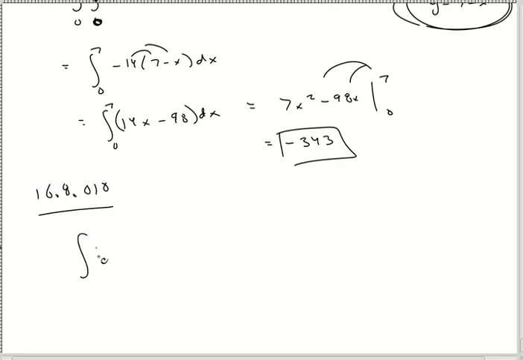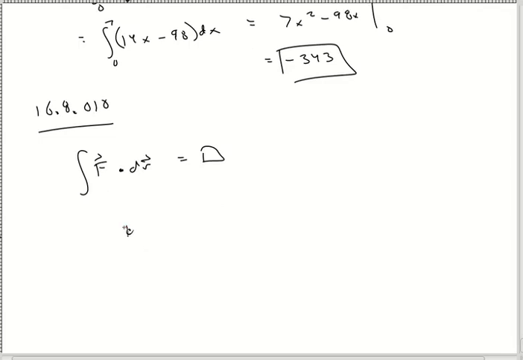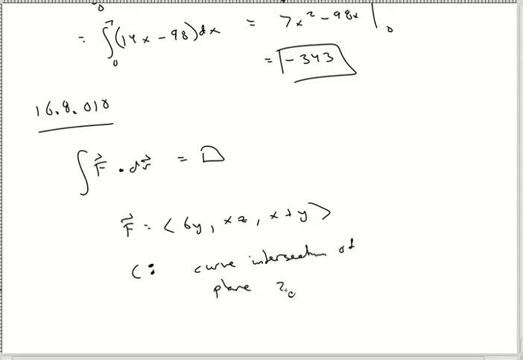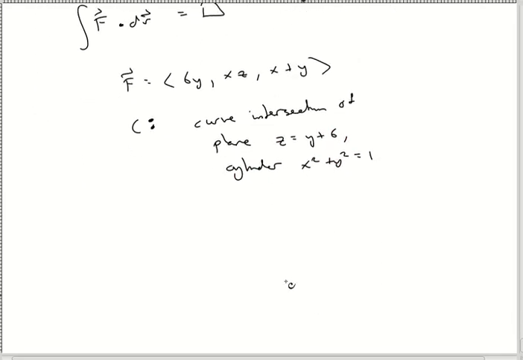168010. They want the integral of F dot dr. Again, my F vector is 6y, xz, x plus y. My C, my curve, is the curve of the intersection of the plane z equals y plus 6 and the cylinder x squared plus y squared is equal to 1. Now this is just weird looking.